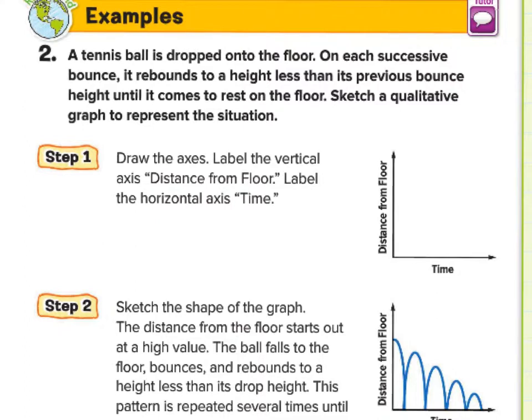Well, for step 1, if you were to do this, you would have to draw the axis. As you see here, the y and our x. You want to always put time along the bottom because we want to measure changes through time, right? So the changes move this way through time. And the distance from the floor can be our vertical axis. So draw the axis, label the vertical axis as distance from the floor, and label the horizontal axis as time.